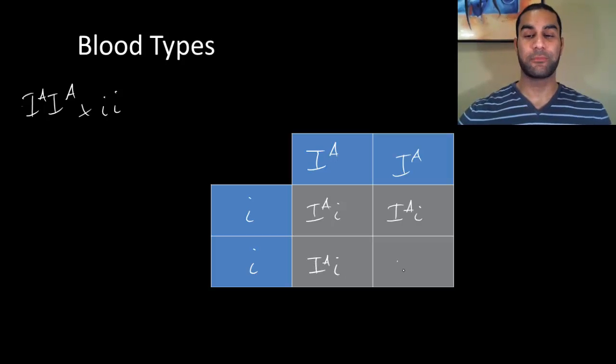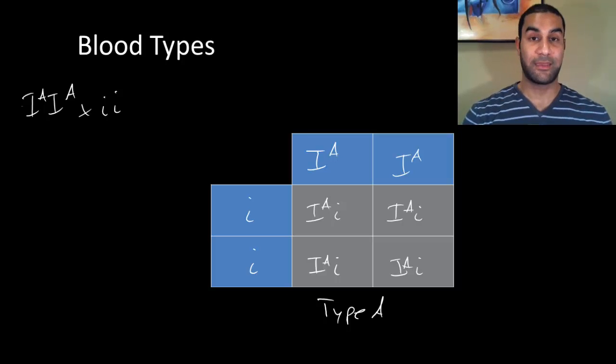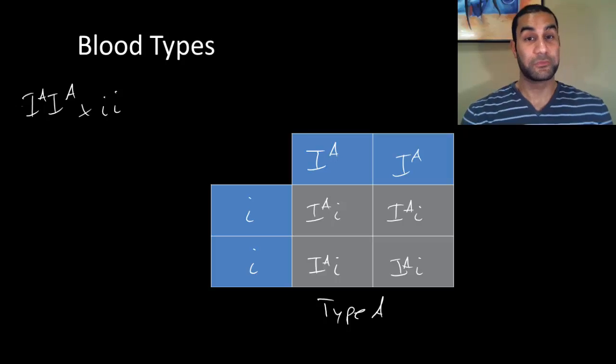So what blood type would all of the offspring be? 100% type A blood. So 100% of the offspring here will be type A, even though one parent's type A, the other parent's type O. So one interesting cross here.